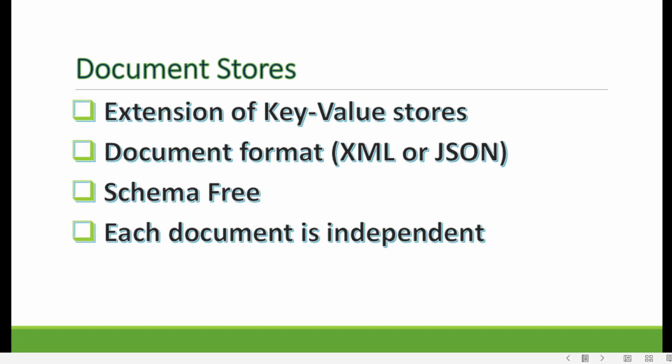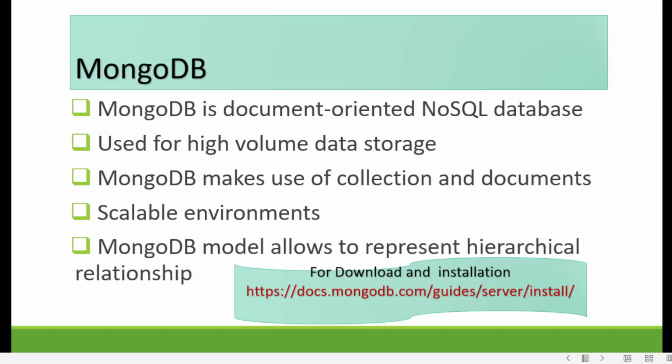A document store is an extension of key value stores where values are stored in structured documents like XML or JavaScript object notation. A document database is schema free, allows complex data in document format, and each document is independent. NoSQL does not support relations. Each document is independent. There is no relational integrity. So we will use MongoDB databases in this discussion.